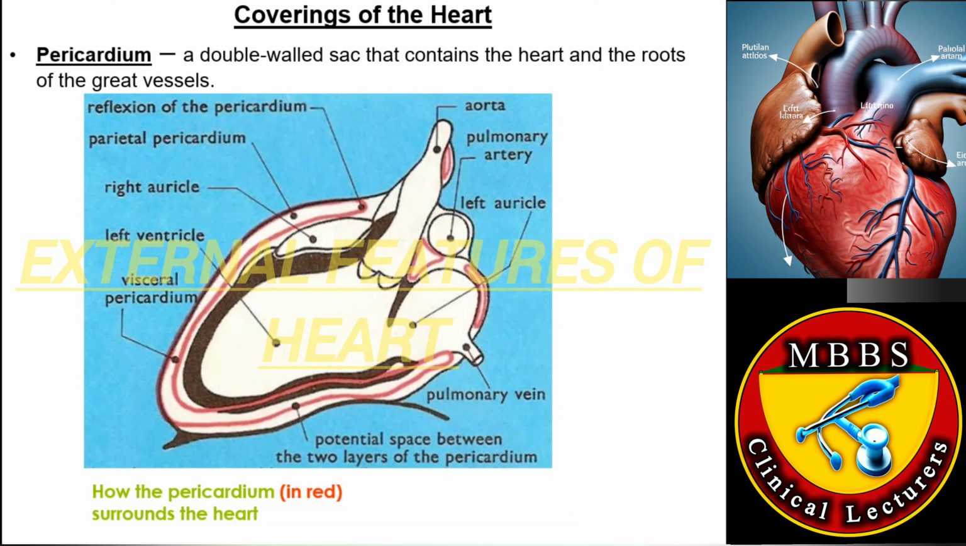The coverings of the heart. The pericardium is a double-walled sac that contains the heart and the roots of the great vessels. You can see here, this is the outermost covering, that is the pericardium.